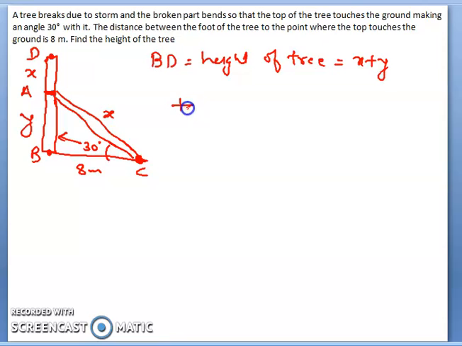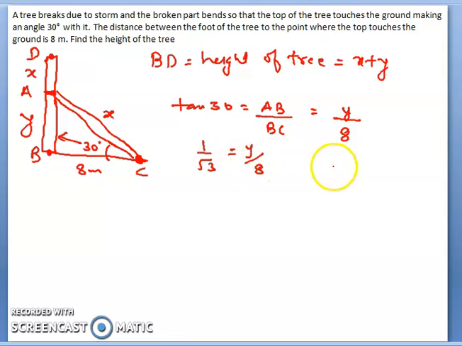So opposite and adjacent is tan theta. So tan 30 is equal to opposite upon adjacent. In this case AB is y and adjacent is 8. Tan 30 is 1 upon root 3. So y is equal to 8 upon root 3 meter.